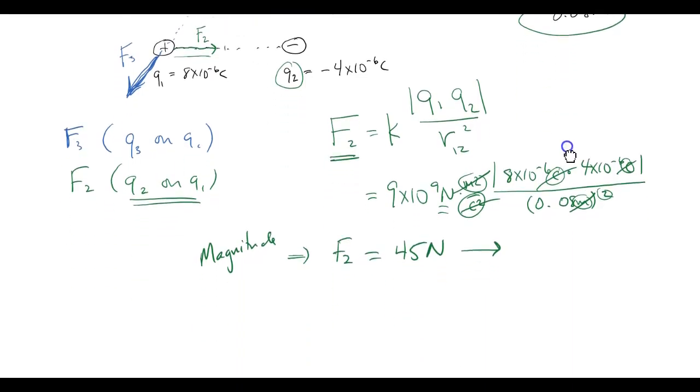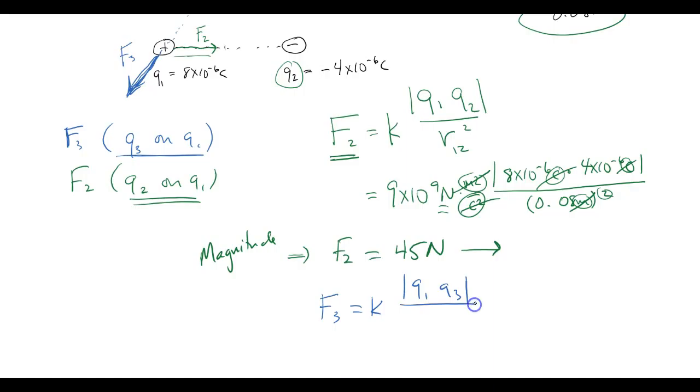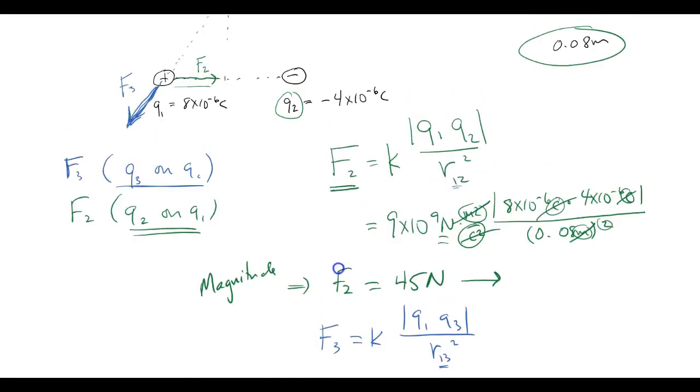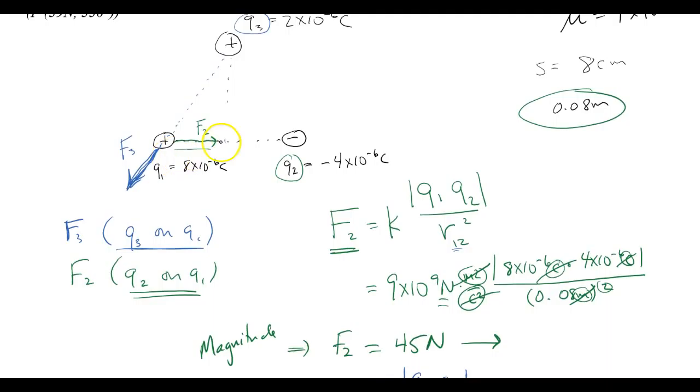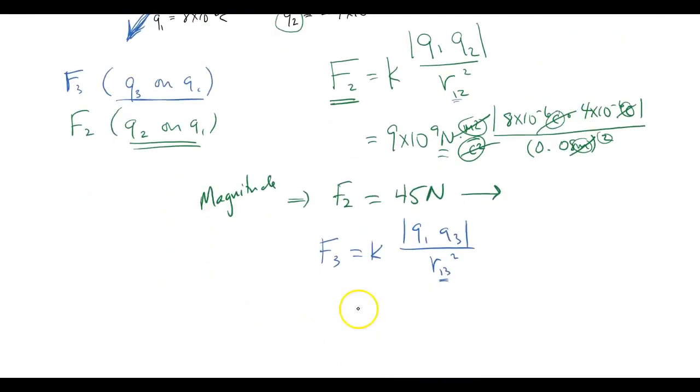So let me switch to blue. F3 now, remember, is between Q3 and Q1, so that is K, and it's between Q1 and Q3. Doesn't matter the order, right? You're just going to multiply them, and then that's R13 squared. And I'm only using 13 there and 12 there, just so that I know the distance. It just so happens in this particular case that the distances between all the charges, because it's an equilateral triangle, are all the same. So I'm going to plug in.